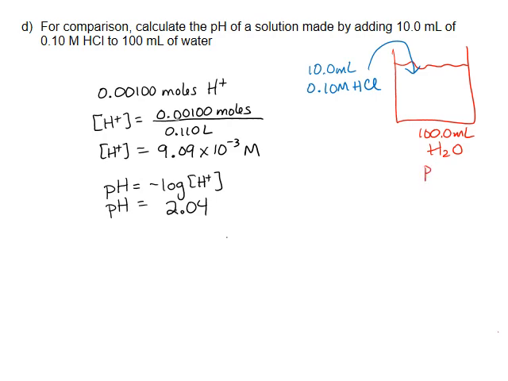The pH of water is 7. So adding 10 milliliters of this 0.1 molar HCl took the pH from 7 all the way down to 2.04. That's a change in pH of almost 5 units. Whereas in the previous example, when we added that to the buffer, we got a change of only 0.03 units.